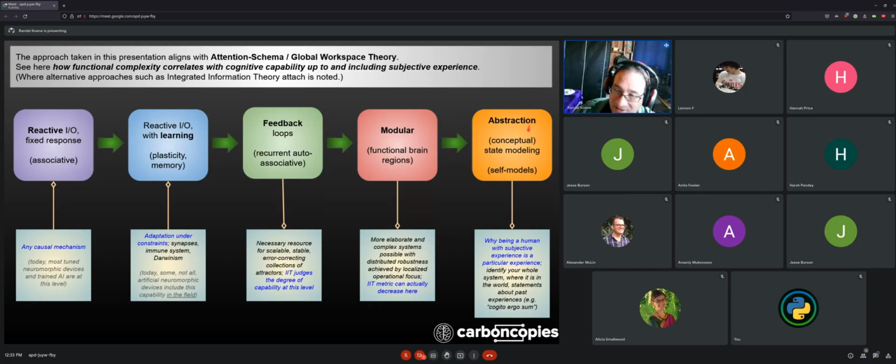And then you get abstraction and conceptual state modeling. So the self model being involved here, why being a human with a subjective experience is a particular experience. This is sort of the last little step on top of the modularity. And we talked about that at length, so I'm not going to get into that right now.